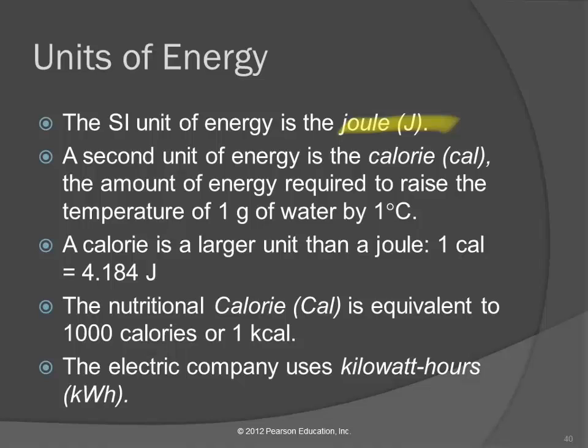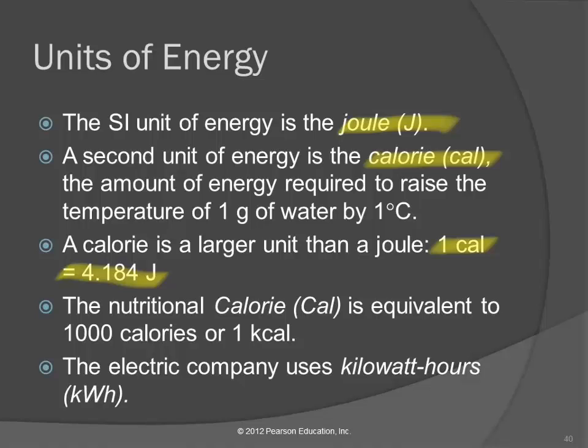Another unit that's going to sound a lot more familiar is the calorie. Joule is abbreviated capital J. Calorie is abbreviated lowercase cal. And they defined the unit calorie in a very particular way. It's the amount of energy needed to raise the temperature of 1 gram of water by 1 degree Celsius. The calorie is a slightly larger unit than the joule. The relationship here is that 1 calorie equals 4.184 joules.